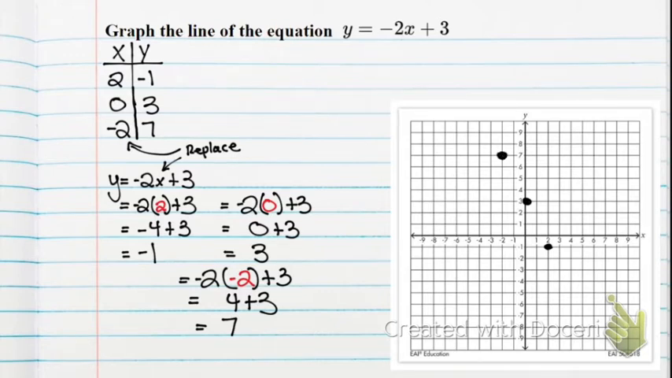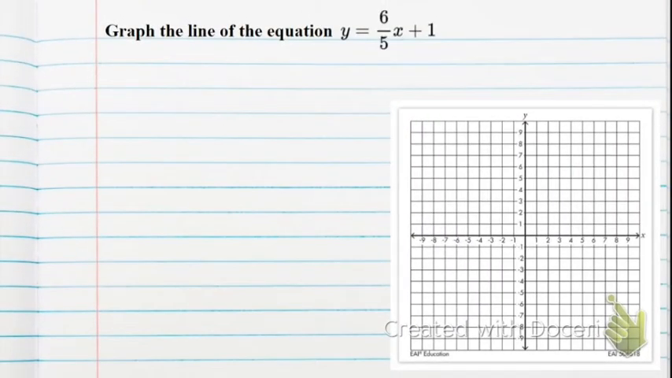Once I have all my dots graphed, I connect them with a line, with a better line than that. And that is my graphed line for that equation. Okay? So that's that example.